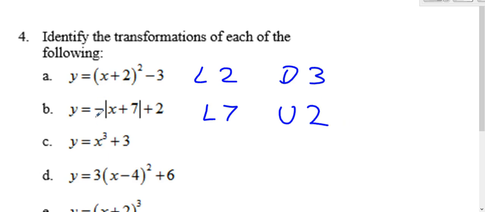A negative in front of the absolute value is going to reflect it over the x-axis. Which means that shape, when you go to graph it, would be the upside down absolute value, the upside down V.